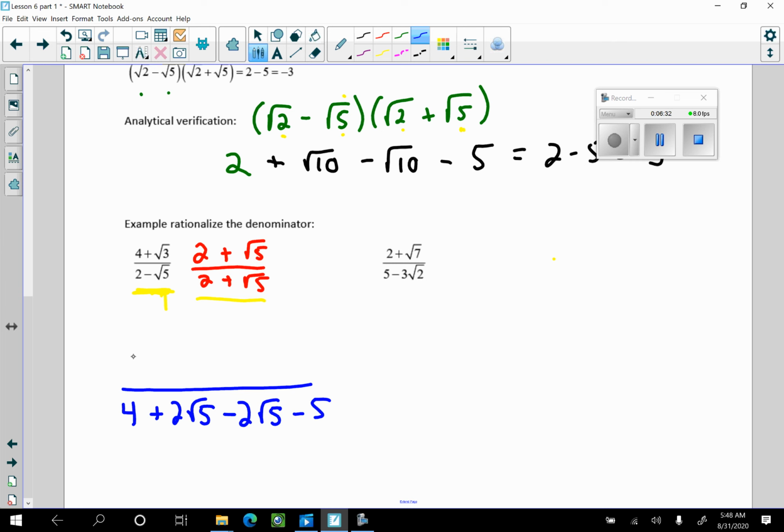4 times 2 is 8. I'm going to do this in a different color. Well, I said I was going to do it in a different color, and I didn't. And I'm going to erase that because that looks so bad. I'm going to come here and do this in black.